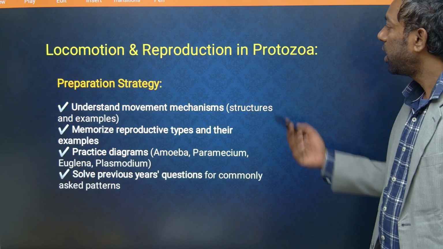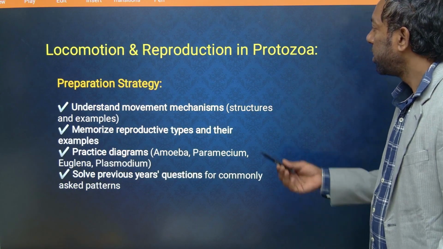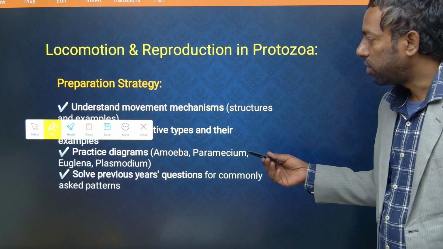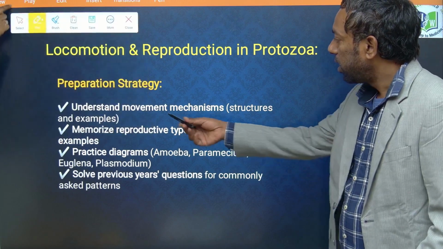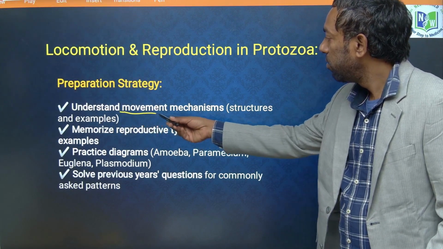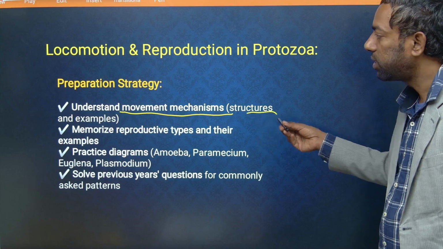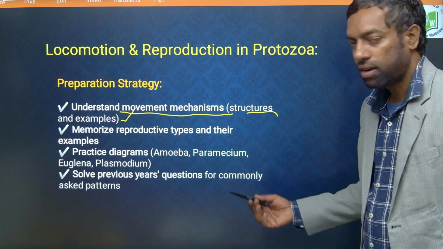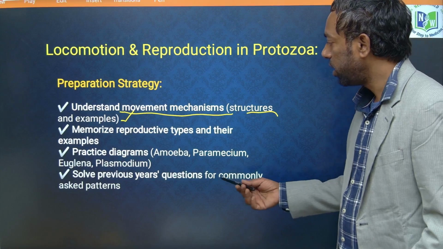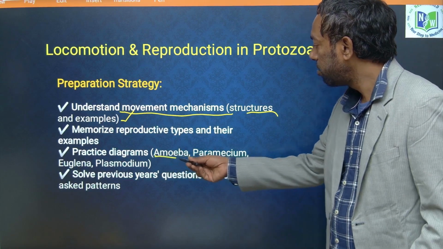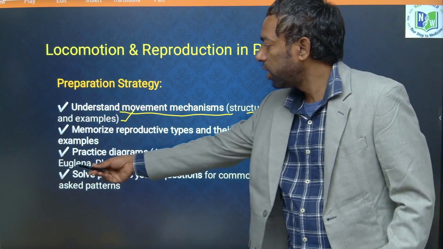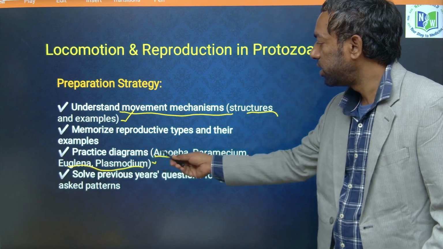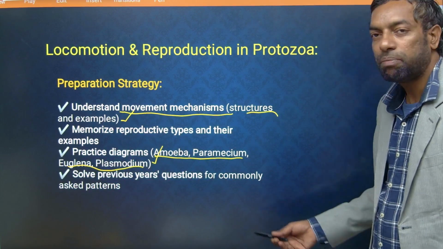Locomotion and reproduction come under first year topics, guys. Locomotion and movement: what are the mechanisms and structures involved is important, along with examples. It is a low weightage chapter, but don't skip Paramecium and Euglena and their reproduction. This is most important.